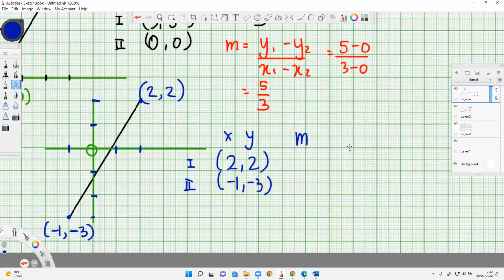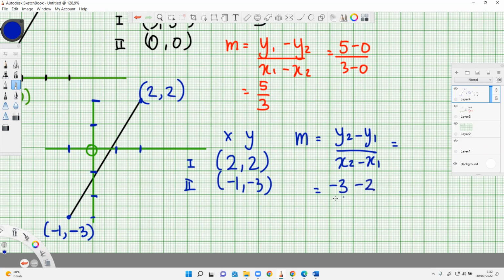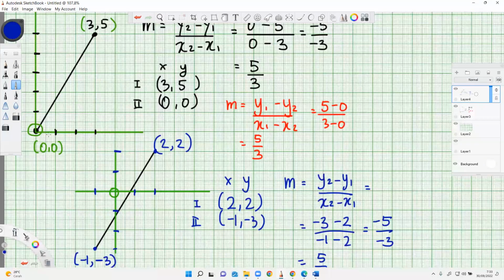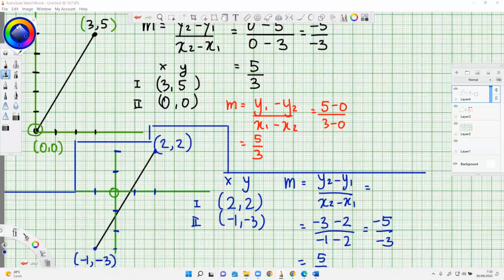Still possible. What is the formula of gradient? y2 minus y1 over. What is y2? -3, right? I put it below. -3 minus 2 over -1 minus 2. What's the answer? Same, proven. You can pick any points right now. Understand, guys? So I use the same number. It is proven, so you can see that the answers are all the same.